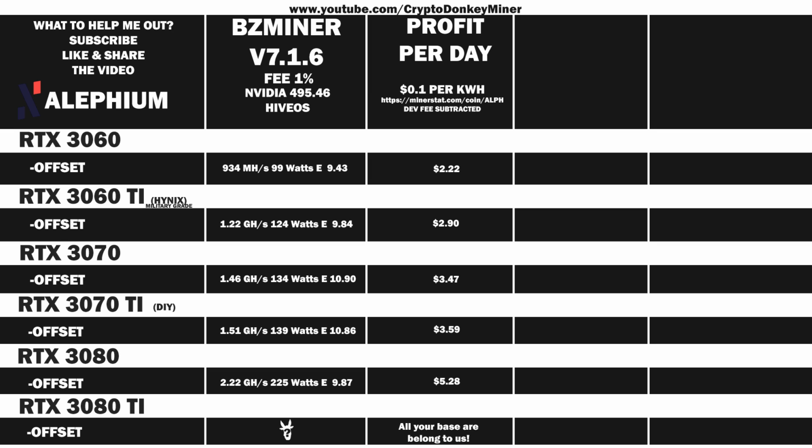Now it's time to have a look at the RTX 3080. 2.22 GH/s at 225 watts, which gives an efficiency of 9.87. You will earn $5.28 per day.